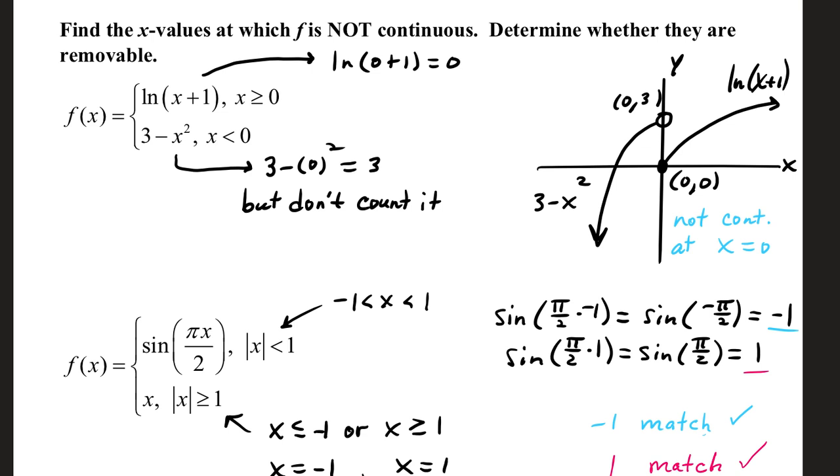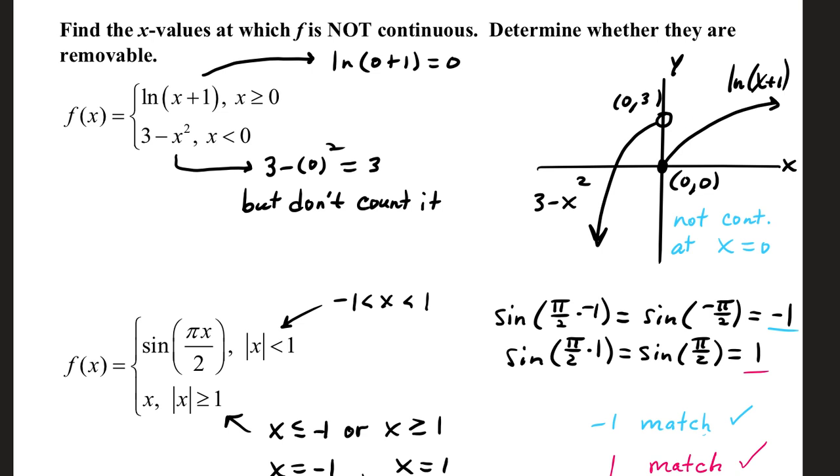The other piece, 3 minus x squared, is a downward opening parabola. If you substitute 0 in for x, 3 minus 0 squared is equal to 3, but we don't count the point because we're not allowed to be equal to 0. That's why there's a hollow point at 0, 3. Downward opening parabola, 3 minus x squared, but only when x's are negative.